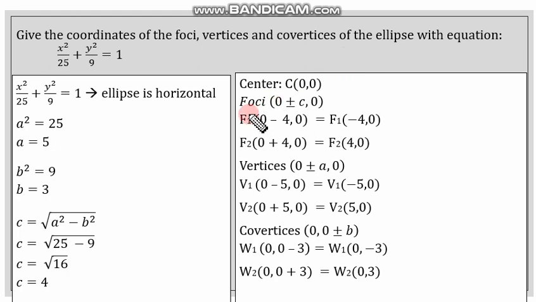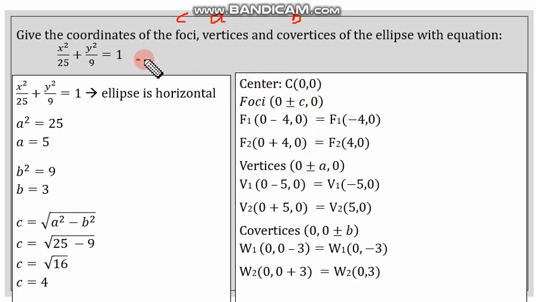Give the coordinates of the foci, vertices, and co-vertices of the ellipse with equation x squared over 25 plus y squared over 9 is equal to 1. So remember that from the center to foci, that's c units away. From the center to vertices, that's a units away. And from center to co-vertices, that's b units away.